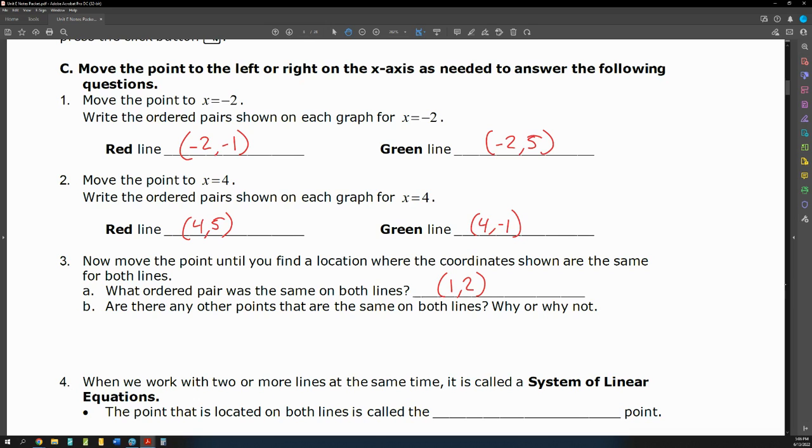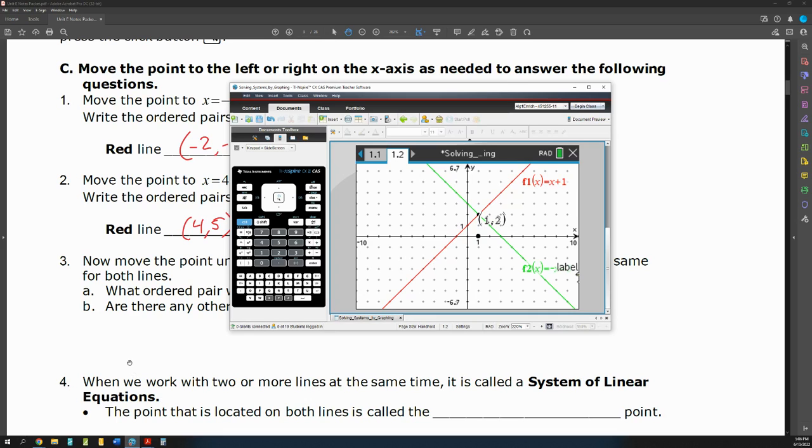Are there any other points that are the same on both lines? Why or why not? If we were to take a look at this graph, I don't see any other points that these have in common. I can drag this all I want from left to right or right to left, and none of these points are the same except for the single point 1, 2.